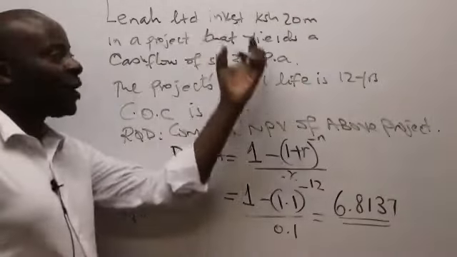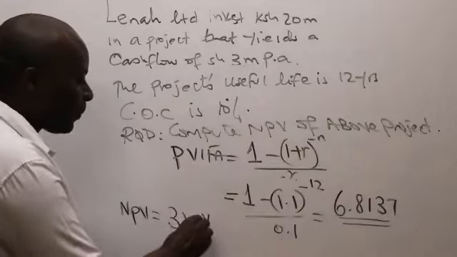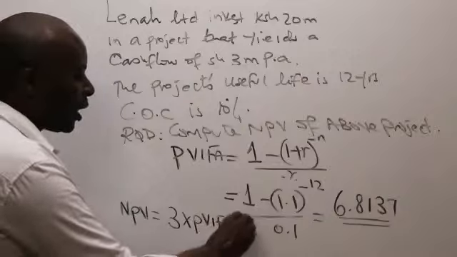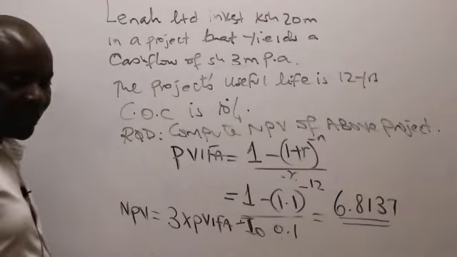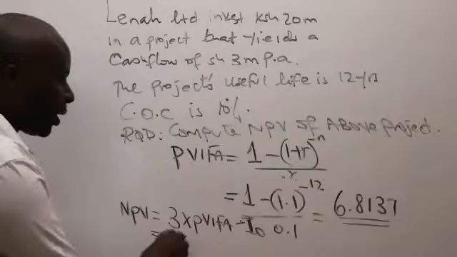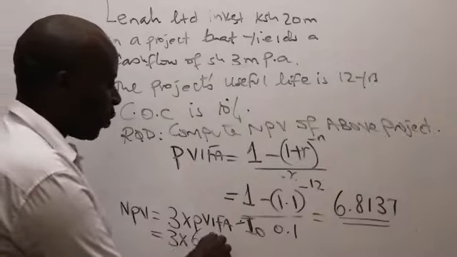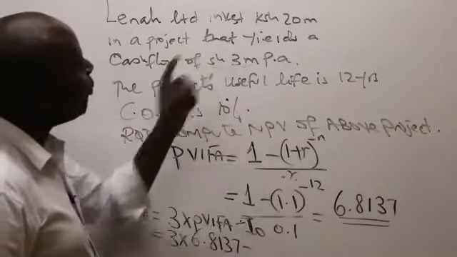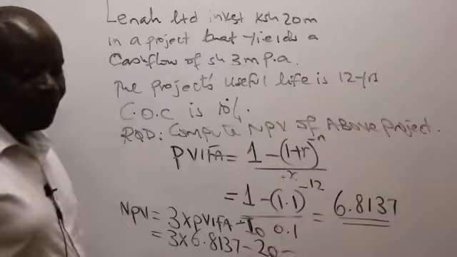I'll take the future cash flow, which is 3 million, times PVFA, minus the initial outlay, like that. So in this case, it's 3 million cash flow times the PVFA that you guys have just given me, which is 6.8137, minus the initial outlay of 20 million.